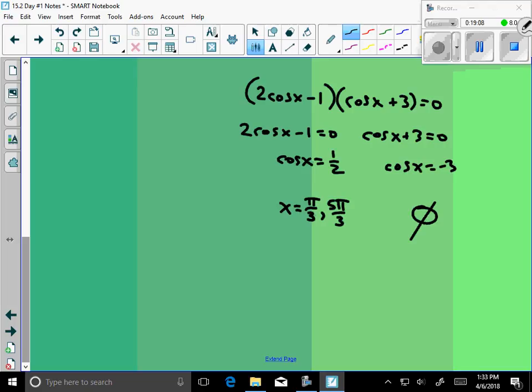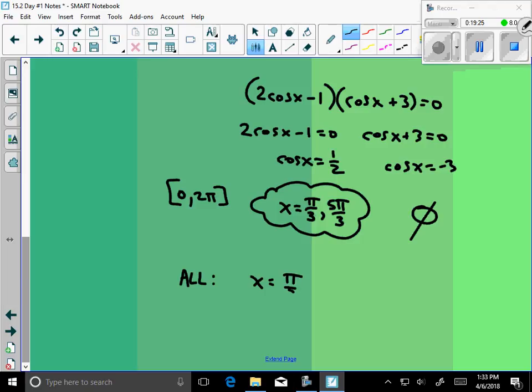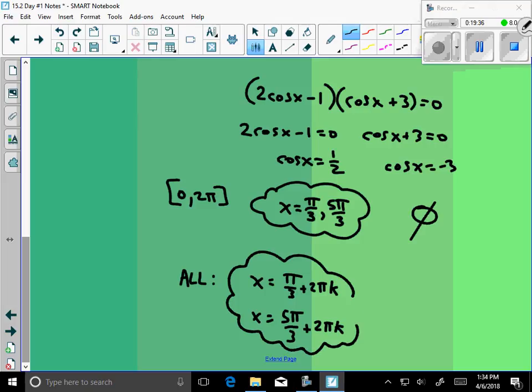All right, so if you want your answers between 0 and 2 pi, done. If the question said this, done right there. If it said all possible solutions, I'd say x is equal to pi over 3 plus 2 pi k. X is equal to 5 pi over 3 plus 2 pi k. Please be careful that when you're working with tan or cotan, you limit that to plus pi k.